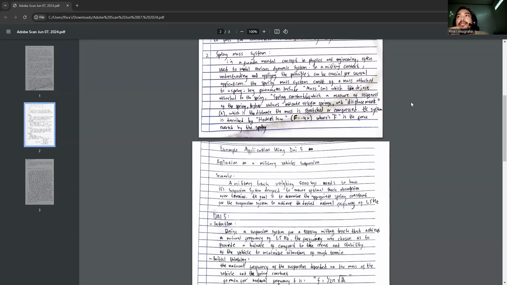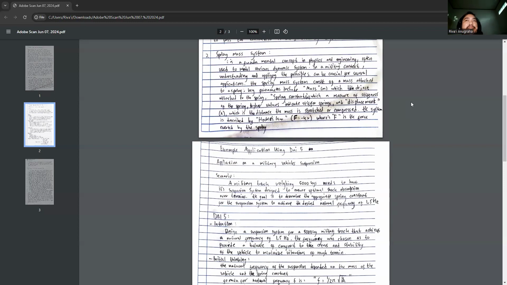Next is about the spring mass system. The spring mass system is basically a fundamental concept in physics and engineering, often used to model various dynamic systems. In the military context, understanding and applying the principles can be crucial for several applications, such as weaponry and vehicles. A spring mass system consists of a mass attached to a spring. Key parameters include mass, which is the object attached to the spring, and the spring constant, which is a measure of the stiffness of the spring. Higher values indicate stiffer springs. And the displacement, which is the distance the mass is stretched or compressed.